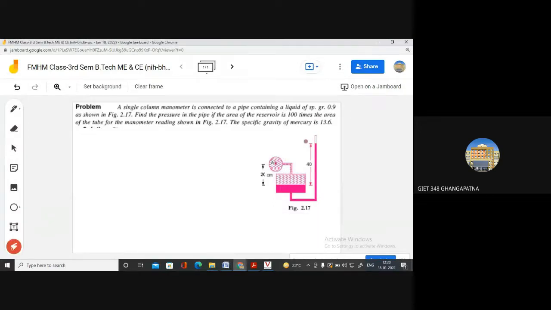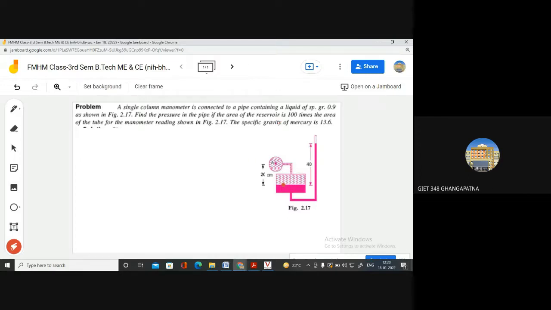This is a single column manometer. All of you can see here, what is a single column manometer? As already told you, you find a presence of a reservoir here. And the area of this reservoir is approximately 100 times more than the area of this particular pipe. This pipe contains a liquid having a specific gravity of 0.9. Now he's saying to find out the pressure in the pipe if the area of the reservoir is 100 times the area of the tube for the manometer reading as shown in the figure.